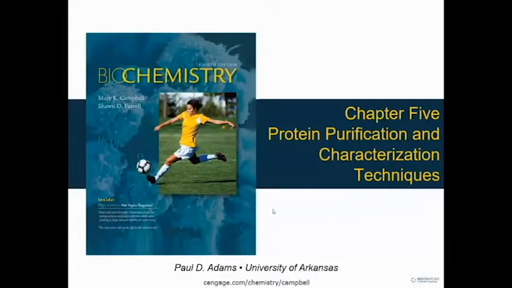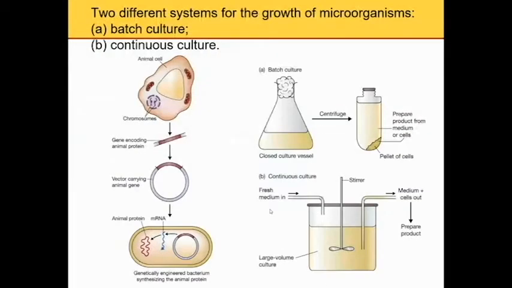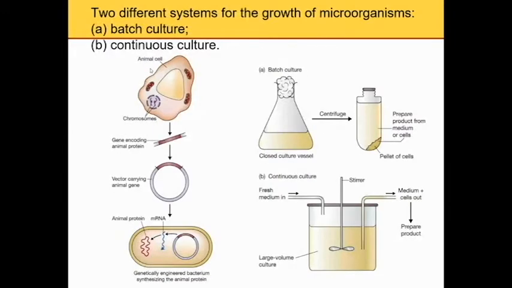Chapter 5 will discuss protein purification and the characterization technique, all right? So first of all, the first topic is to discuss extracting the pure protein from cells and column chromatography. Today, I hope that we just finish these two topics, all right? To extract the pure protein from cells and then to perform column chromatography.